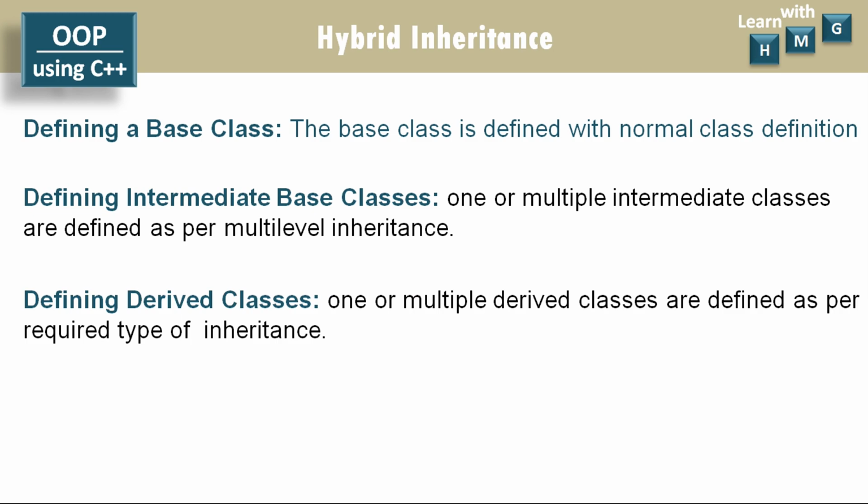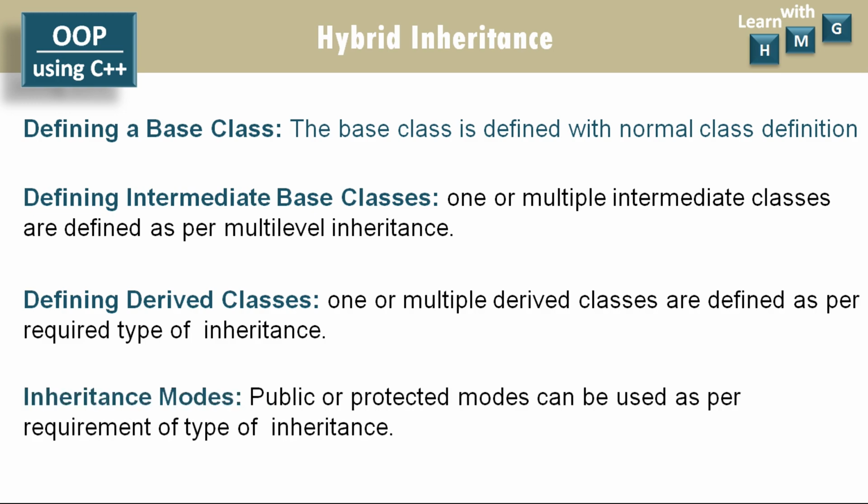There may be one or multiple derived classes, and these derived classes are required to be defined as per the type of inheritance. If it is multiple inheritance, then the derived class will be derived from two or more base classes. If it is hierarchical inheritance, then multiple derived classes will be derived from a single base class. If it is multi-level, then the derived class will be derived from an intermediate base class. So depending on the situation, the derived classes may be defined. For that, you have to identify what type of inheritance is implemented, and according to that, define the derived classes.